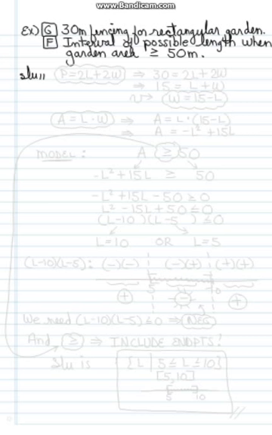Given 30 meters of fencing for a rectangular garden, find the interval of possible lengths when the garden area must be greater than or equal to 50 square meters. So we're going to have to remember some geometry formulas.